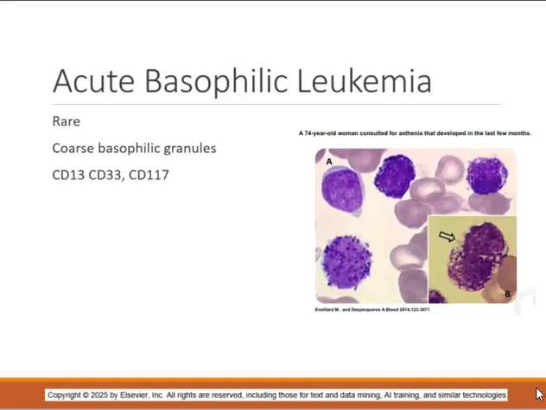And then there's acute basophilic leukemia, extremely rare. This is showing a patient here. Remember the basophils can be pretty big, but remember they're water soluble, so you have to be very careful looking at these cells. CD13, 33, and 117 again.